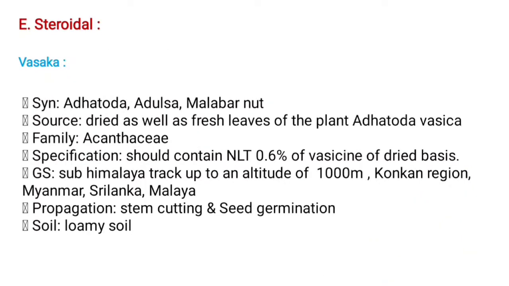Second example of steroidal alkaloids is Vasaka. Synonyms are Adhatoda, Adusa, Malabar nut. Biological source: it is the dried as well as fresh leaves of the plant Adhatoda vasica. Family is Acanthaceae. It should contain not less than 0.6% of vasicine on dried basis. Geographical source: sub-Himalayan tract up to an altitude of 1000 meters, Konkan region, Myanmar, Sri Lanka, Malaya. Propagation: stem cutting and seed germination, and the required soil is loamy soil.